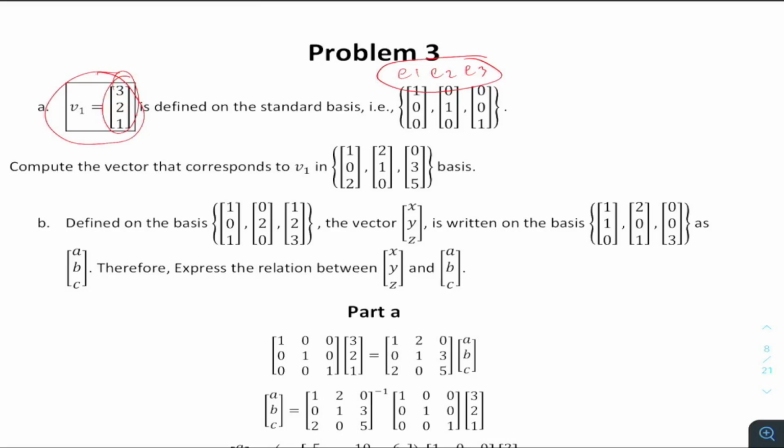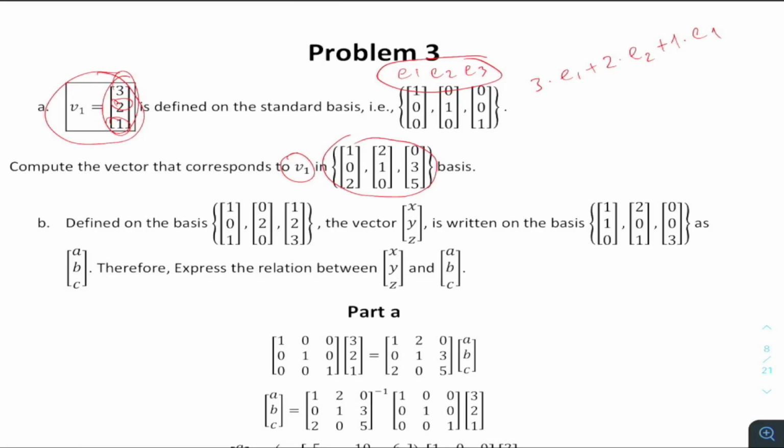And here when we write this geometric object, 3 times E1 plus 2 times E2, plus this is 1 times E3, right? And here it is asked what is V1 in that basis.